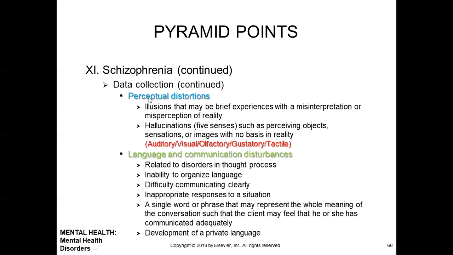Then perceptual distortion, illusion, which may be a brief experience with a misinterpretation or misperception of reality. What is illusion? It is the misperception of stimuli. Hallucination. There are 5 types of hallucination: auditory, visual, olfactory, gustatory, and tactile.